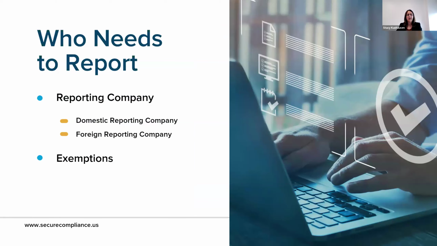The two types of reporting companies that have to file are either domestic reporting companies or foreign reporting companies. Think about what entity you filed your original documents with. If you filed documents with the Secretary of State or other similar office in your state, that is considered a domestic reporting company. If you are a foreign company or entity and you registered to do business in any of the states or any tribal jurisdictions, then you are required to report as well.